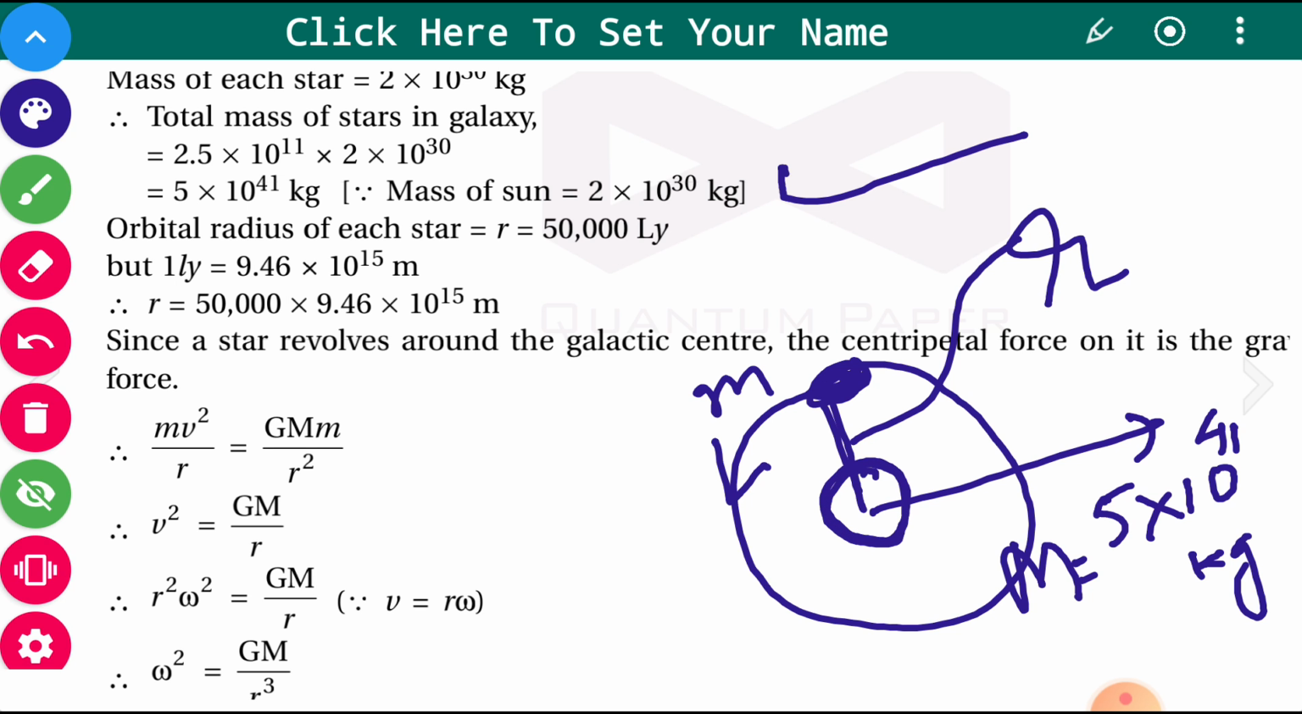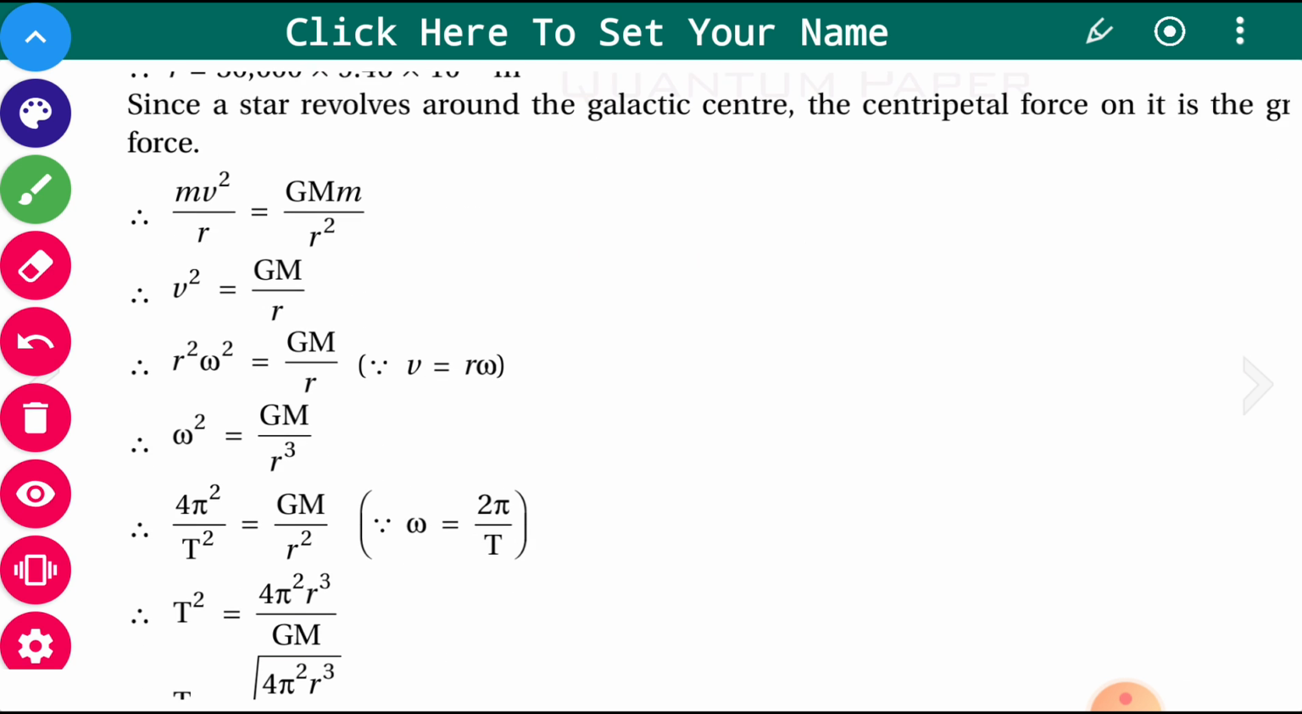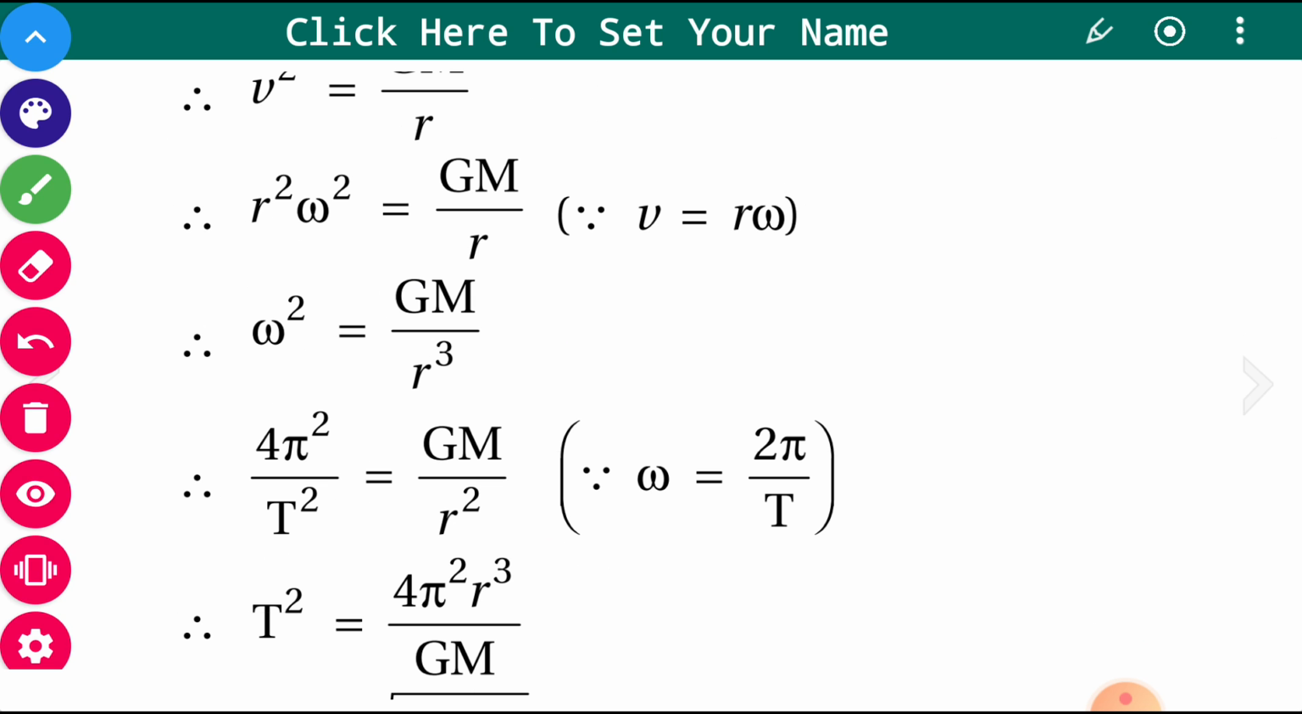Okay, so the centripetal force will be mv squared upon r, that will be equal to G times the mass of the galactic center, that is capital M, into the mass of the star which is revolving, GMm upon r squared. Okay, so v squared you can get easily, we have done this, v is equal to r omega, omega is known to us. Omega can be made the subject of the formula, omega is 2 pi upon T. All these things we have done in the previous example.